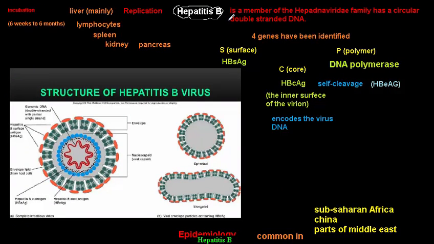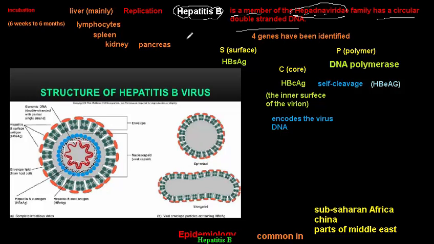What is hepatitis B virus? It is a member of Hepadnaviridae. So hep for hepatitis, it is a DNA virus. So you can remember it is a DNA. Hepatitis A virus is an RNA virus. Hepatitis B is a DNA virus. This is the big family of hepatitis B. It has a circular double-stranded DNA, as you can see here. It's circular or semicircular double-stranded DNA.